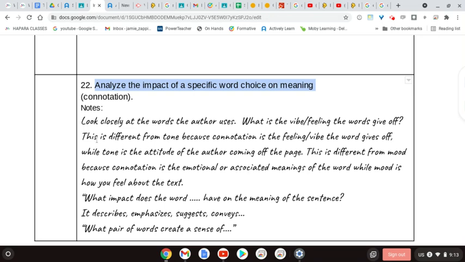We said that this is connotation, and connotation is different than tone because it's not the attitude of the author coming off the page, it's the feeling that the words themselves give off. And it's different from mood because it is not associated with how it makes the reader of the text feel. It's literally a common feeling that's given off by those words normally. And that's the connotation of the word. So what is the sense, that vibe or feeling the word gives off?